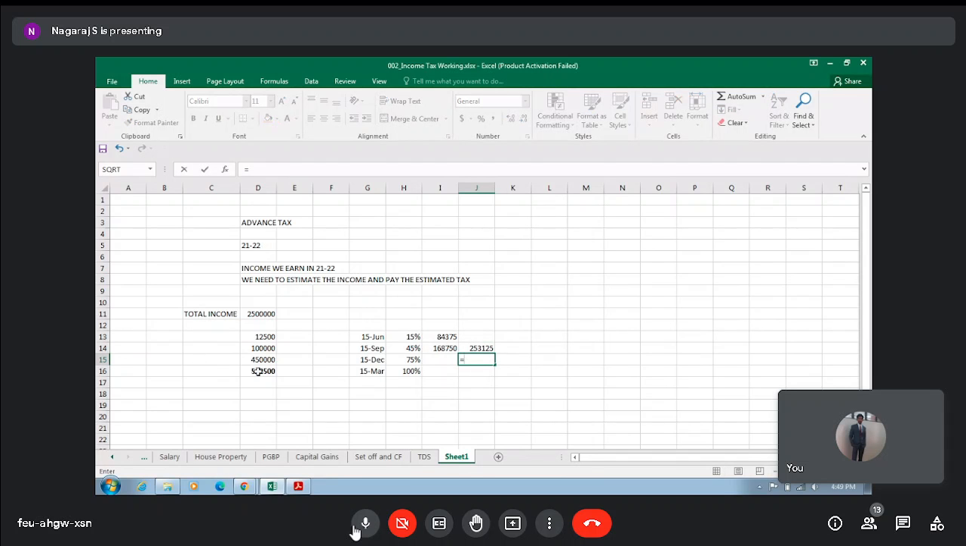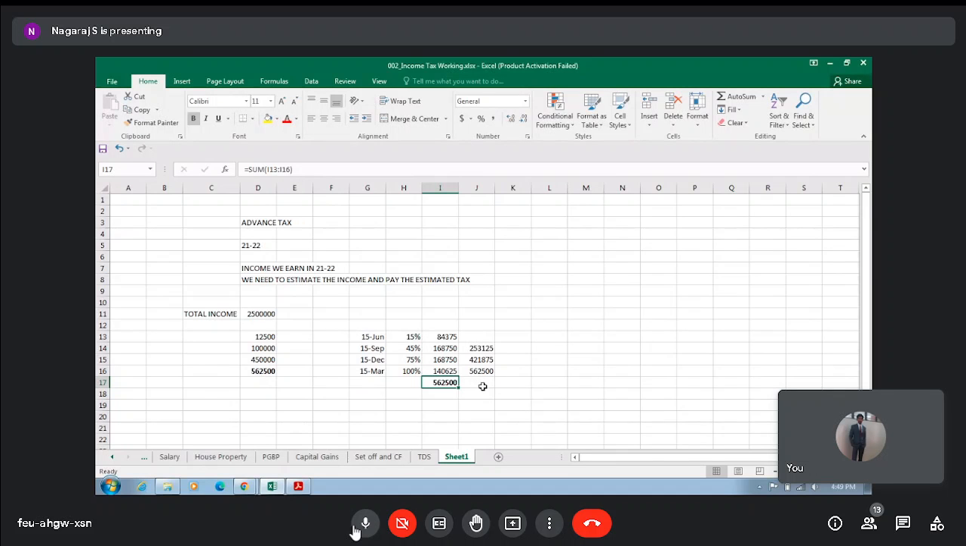Again, if you calculate 75%, you should have paid 421,875. Out of that, you will have to subtract all this, and 168,750 you will have to pay. The balance is this one minus this, which is 140,625.